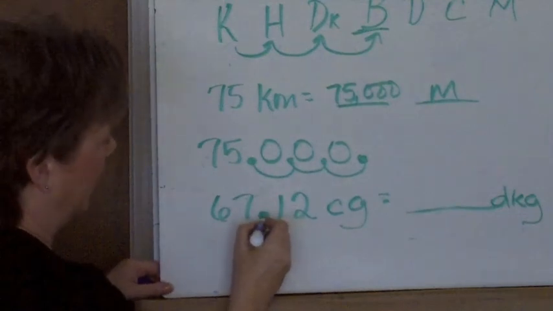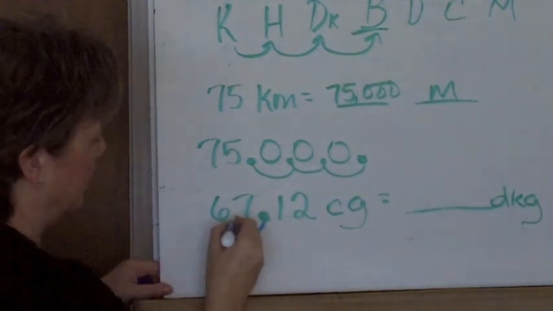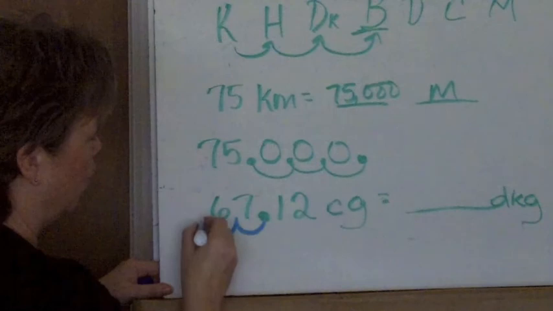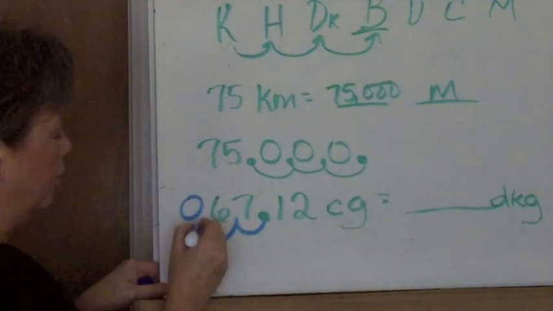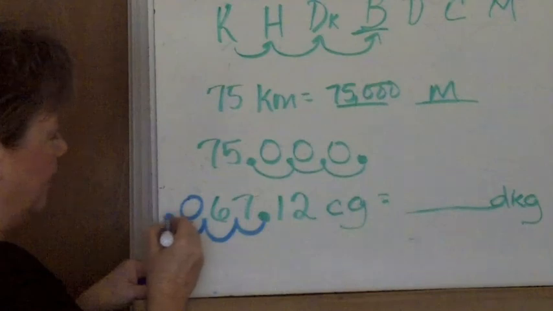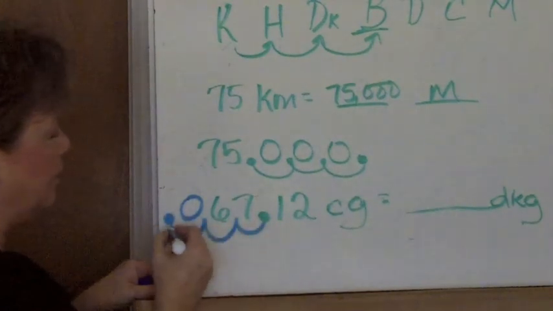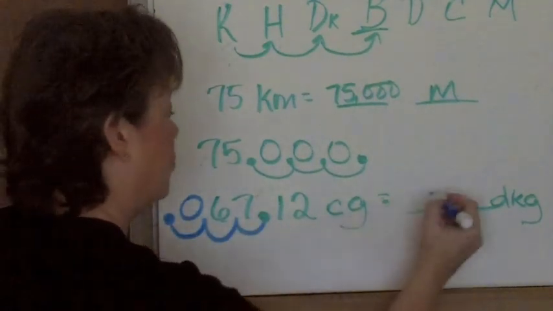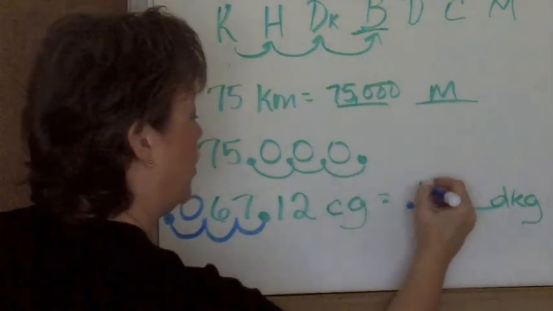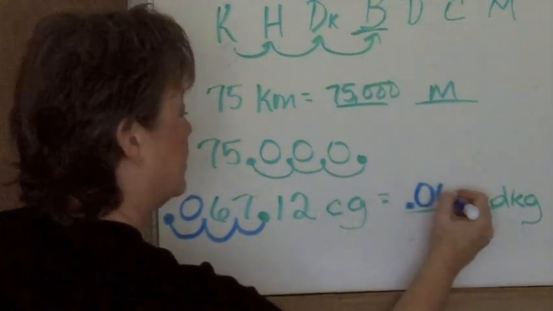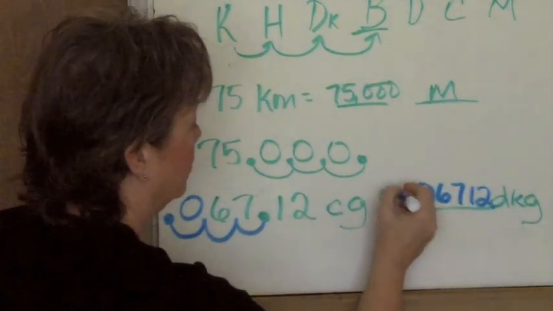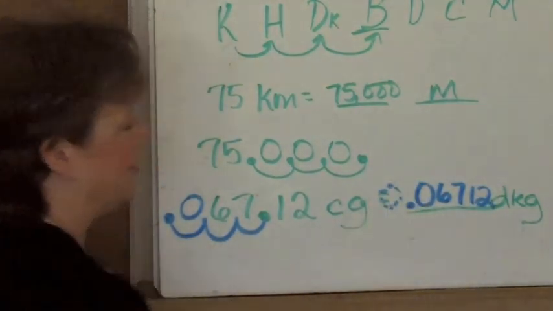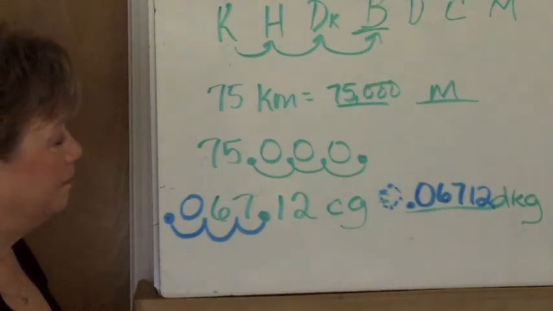So I'm going to take my decimal once, twice. I don't have enough. I need to add a 0 so I can put it right there. I've moved it 3 times to the left. So my number is 0.06712. And it's good manners to always have a 0 holding that one spot.